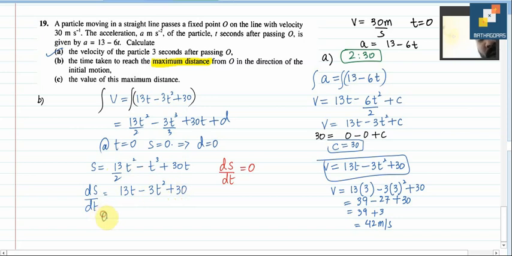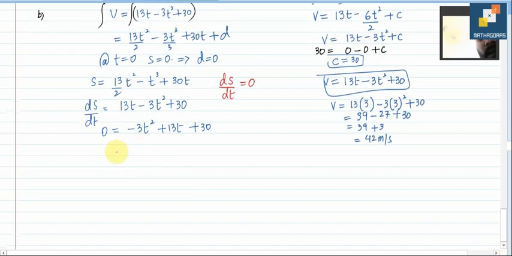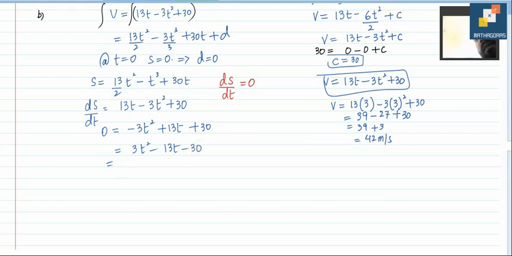So you have an equation minus 3t squared plus 13t plus 30. We can solve the equation by using the middle term. Firstly I need to arrange the signs here. So it's 3t squared minus 13t minus 30. For the middle term, what we need is 90, and 90 is 18 times 5. So it will be 3t squared minus 18t plus 5t minus 30 equals 0.